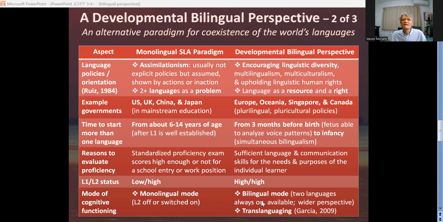And so the bilingual mode is similar to what has recently been called translanguaging, going back to Ofelia García, 2009. Translanguaging, for one thing, treats the languages as one system. Bilingualism research also has that distinction between treating the languages as two systems or one. And so I would go with one system.